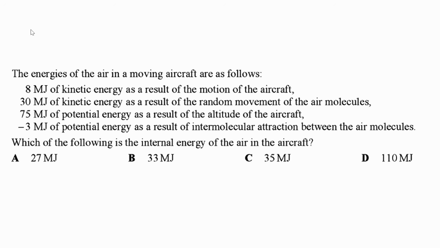So we can ignore the first and the third set of energies here. We only need to care about the motion of the air molecules, which means we need to add up 30 and minus 3 and get 27 megajoules.